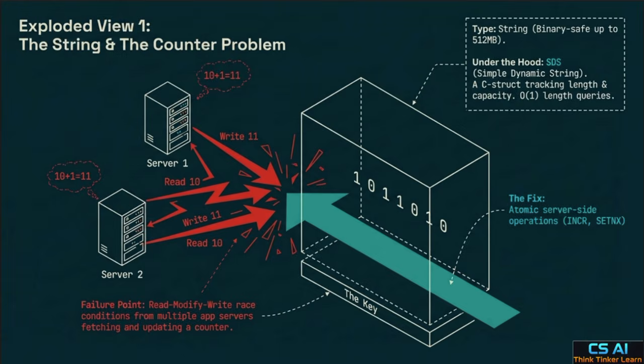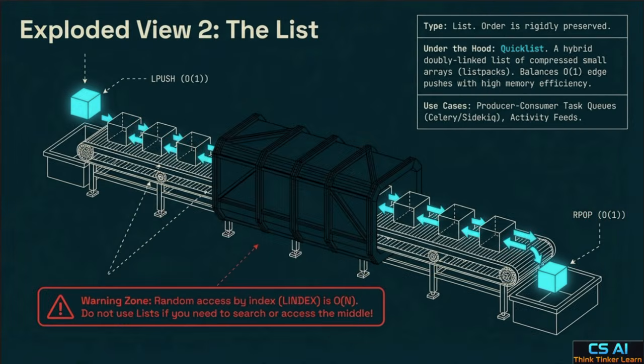Ensuring data integrity at the memory level. Now the list. Under the hood, it's the quicklist, a hybrid of doubly linked lists and compressed arrays called listpacks. It's brilliant for producer-consumer queues like Celery or Sidekiq.